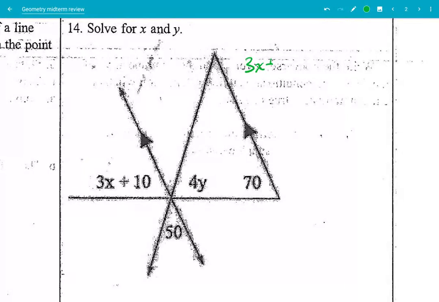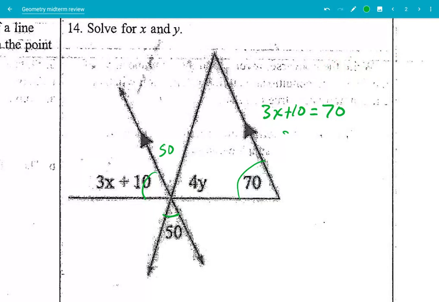3x plus 10, and these are vertical, plus 50 plus 4y equals 180. Can you do that? If that's 70, then all of this has to be 70 as well, doesn't it? No. Then this is 70 because those are corresponding. 3x plus 10 equals 70. There we go. We don't really need that, I don't think.